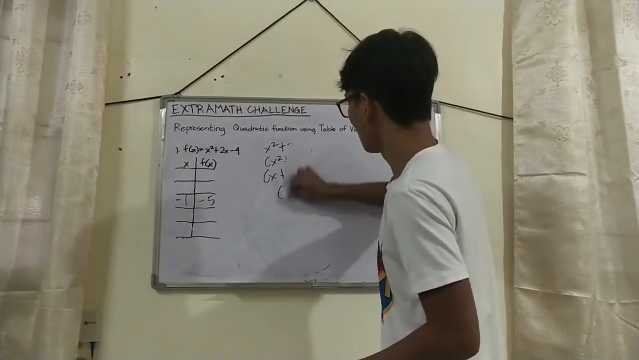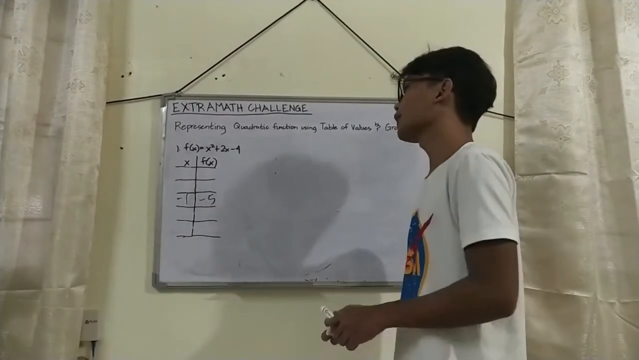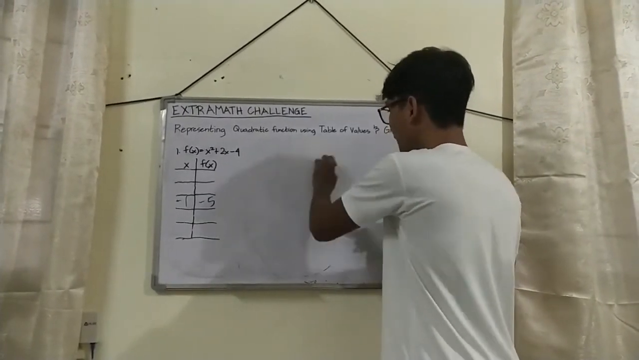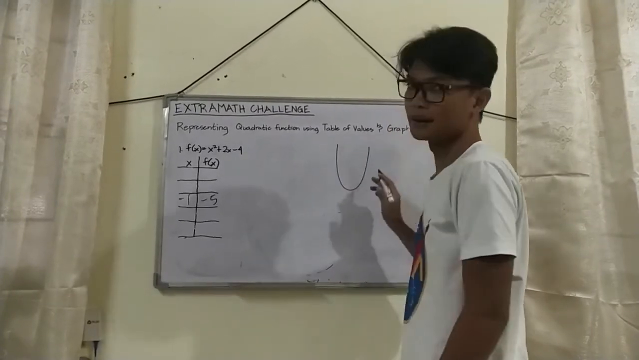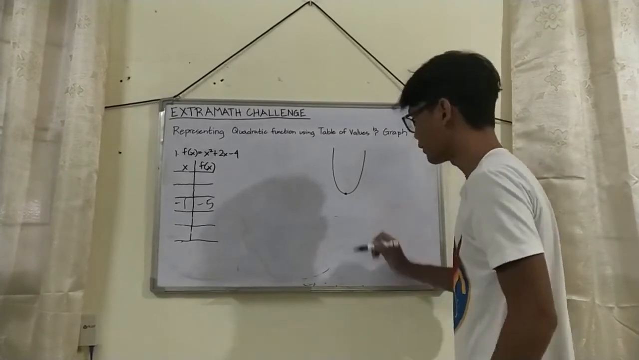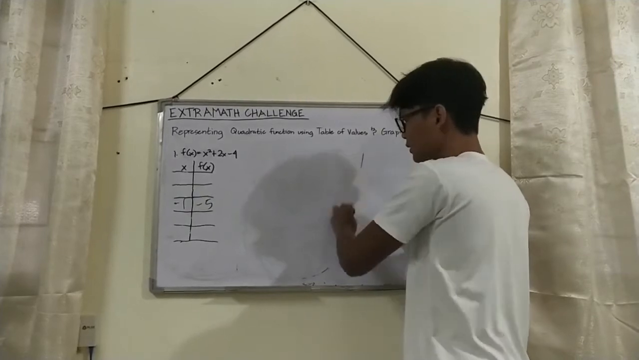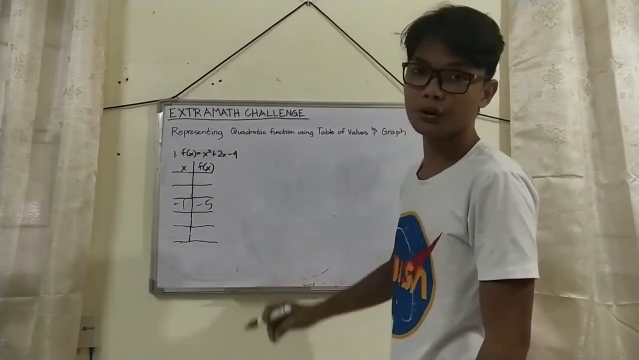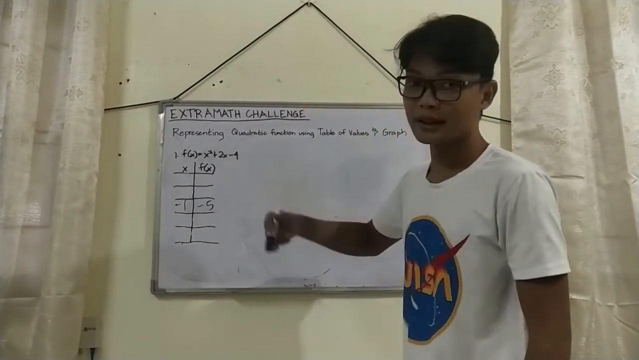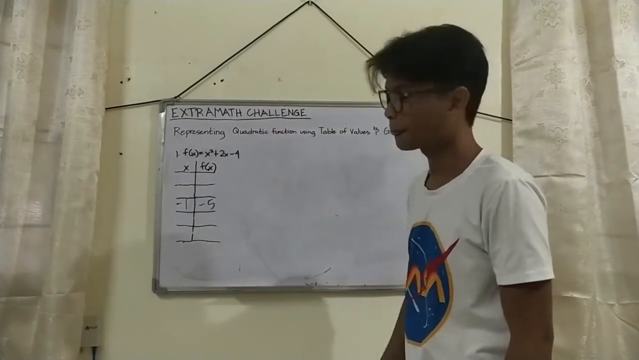Since we know that this quadratic function has a parabola that opens upward like this, and this is the vertex of the parabola, we will need to find its coordinates and plot them in order to draw its parabola.